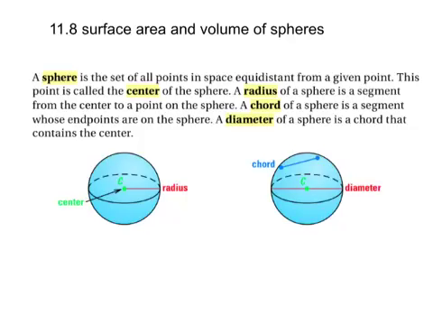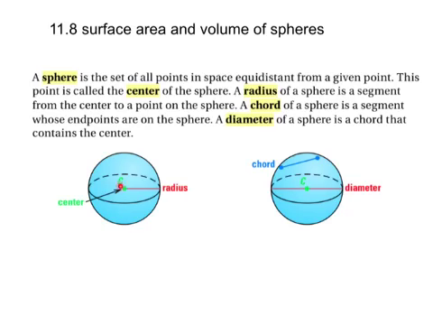Okay, section 11.8, surface area and volume of spheres. We know what center, radius, chord, and diameter are of a circle. Now we're doing the same vocabulary words, but how they relate to a sphere. So a sphere, it's a ball, and the radius of a sphere is a segment from the center to a point anywhere on the sphere.